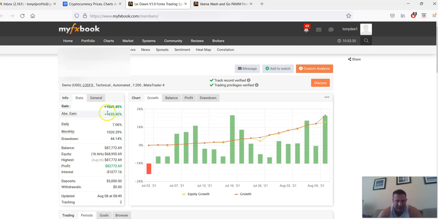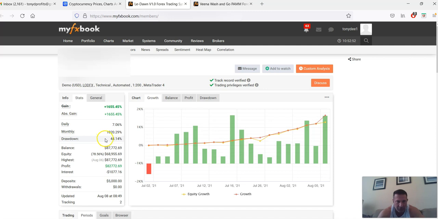1,655%. That's 16.5 to 1 on your money. So if you would have put in $1,000, you turn it into $16,500. You could see here their $5,000 turned into $87,772 in just over a month. Now, here's some key numbers.